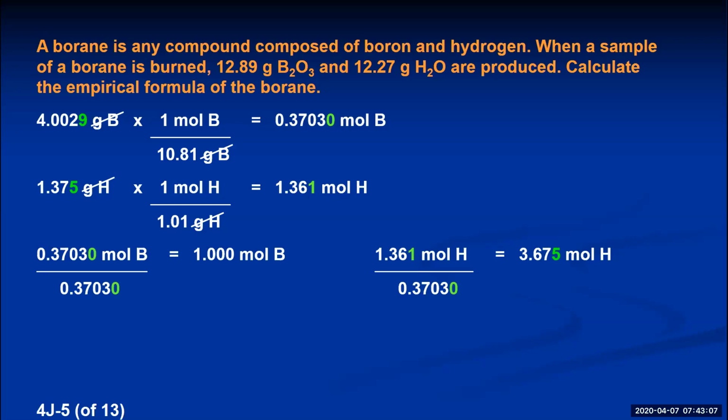So what we have to do is multiply these two numbers by 2 to see if they'll make integers, which they don't. But if we multiply them both by 3, they actually do come out to be integers. That comes out to be 3 moles of boron to really close to 11 moles of hydrogen. And so therefore the empirical formula for this compound would be B3H11.